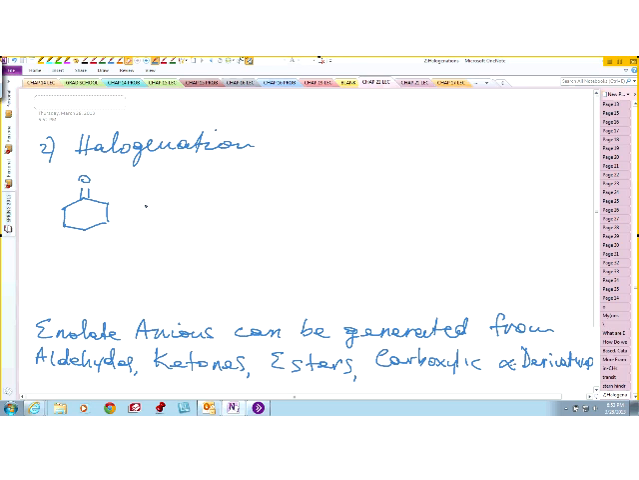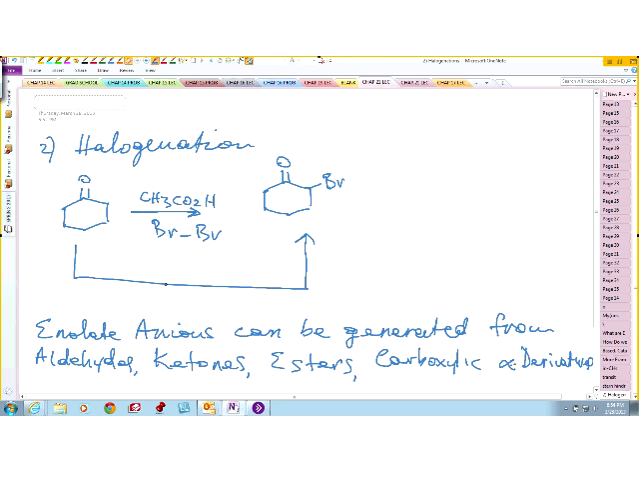Okay, so halogenation, we could have this. We do it under acid catalyzed condition. We could have acetic acid and bromine. You get the alpha bromination. We could do the same thing similarly with LDA and bromine. Sometimes iodine could also do it, and chlorine could also do it. So you could use this. We could actually use the concept of enolate anion to make alpha halogenated carbonyl compounds.